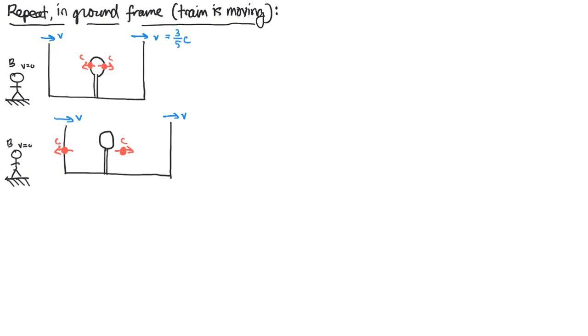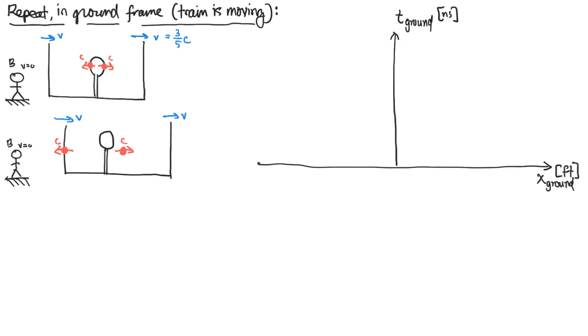Okay, so we'd like to capture this situation using our space-time diagram. So what I want to do next is actually draw the space-time diagram axes in the ground frame, and then we'll start by drawing the world lines of the train walls. First, let's just establish what the size of the train is. In the ground frame, the train is moving at 3/5 c.